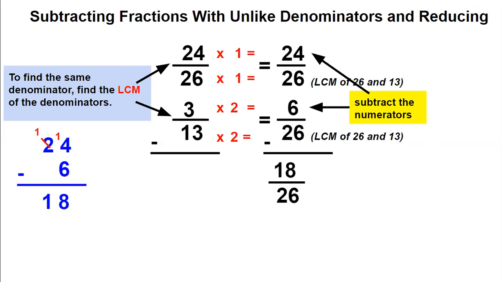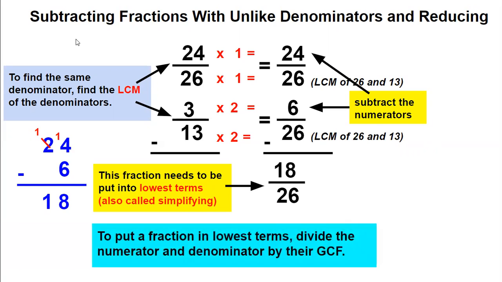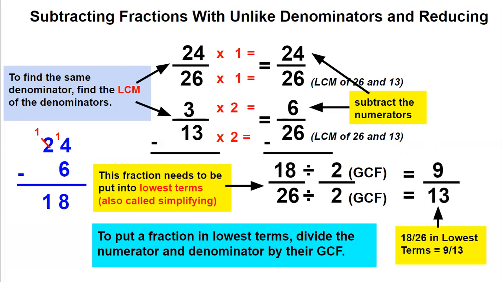And now I know that 18 over 26 can be reduced to lowest terms. How do I know that? Because there's an even number on top and an even number on the bottom. I know at least 2 will divide into that. And I'm pretty sure 2 is the only number that divides into both. So let's divide 18 by 2 and 26 by 2, the greatest common factor of both. What do we get? 9 over 13. That is the lowest terms for 18 over 26. It's an equivalent fraction.